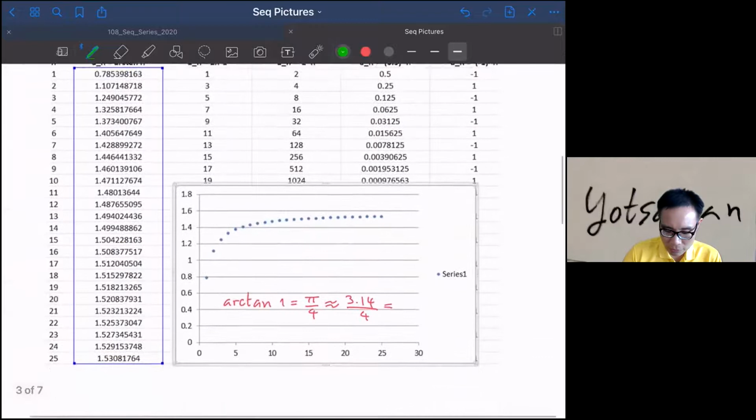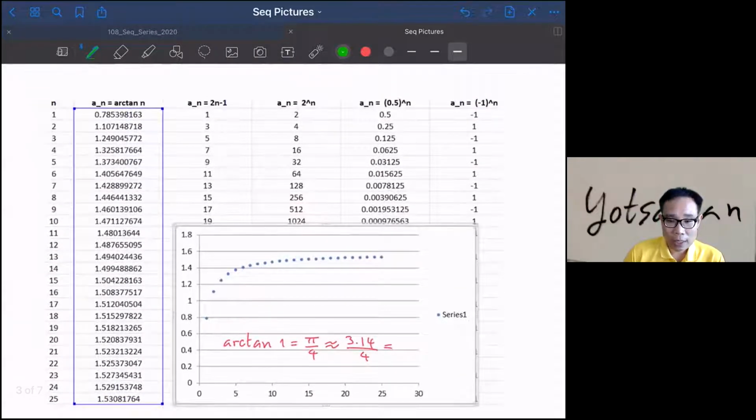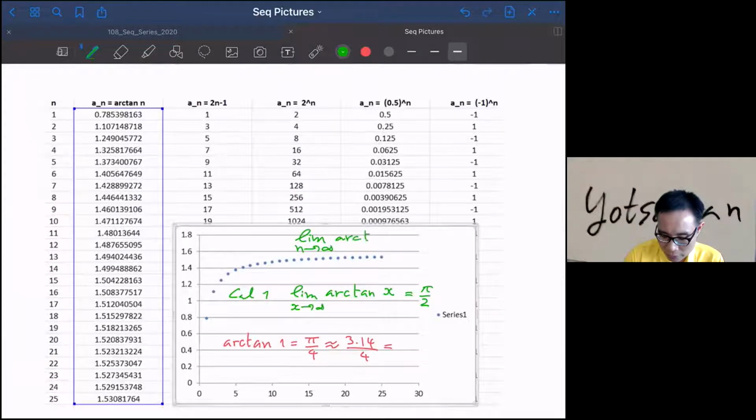The next one, for a_n equal to arctan n, we use Calc 1. In Calc 1 we learned that the limit as x goes to infinity of arctan x is pi over 2. So in Calculus 2, we're going to have the same thing, except we use the variable n. So the limit as n goes to infinity of arctan n turns out to be pi over 2.